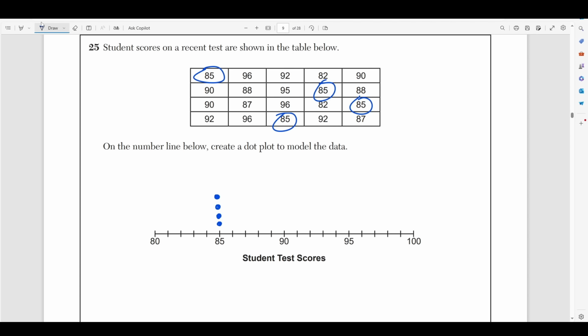Right? So a dot plot pretty much represents frequency of data. So 85 happened 4 times, right? So the frequency of 85 in this data set is 4. So I'm going to put 4 dots to represent how many times I saw 85. And I'm going to do the same thing with all these other numbers.